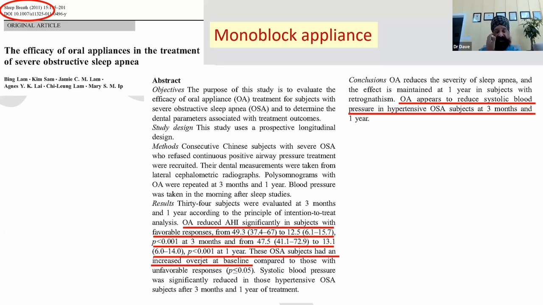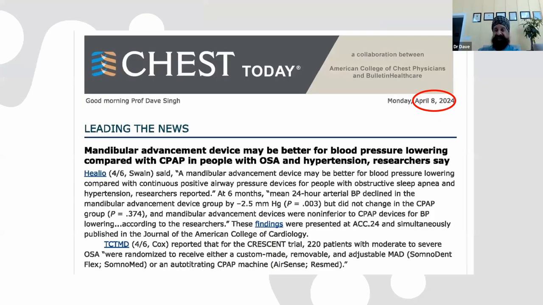That study was done back in 2011, and just this year in April, this news piece came out that mandibular advancement devices can also be used for blood pressure modulation in cases of hypertension with OSA, which is comorbid in these cases. I haven't actually fully read the paper myself, but it's in the Journal of the American College of Cardiology. It's something that I want to look at a little bit later on.